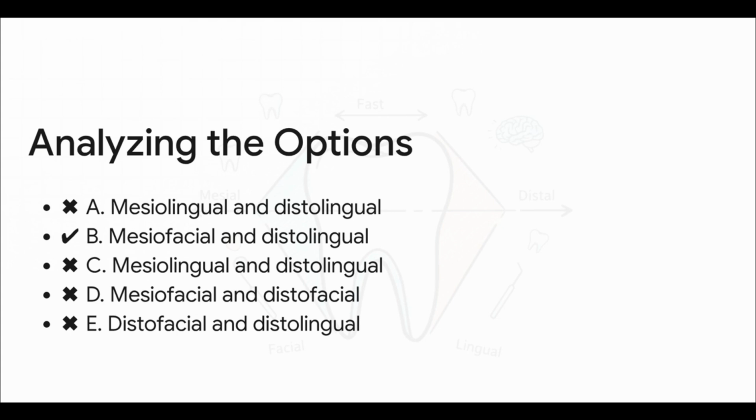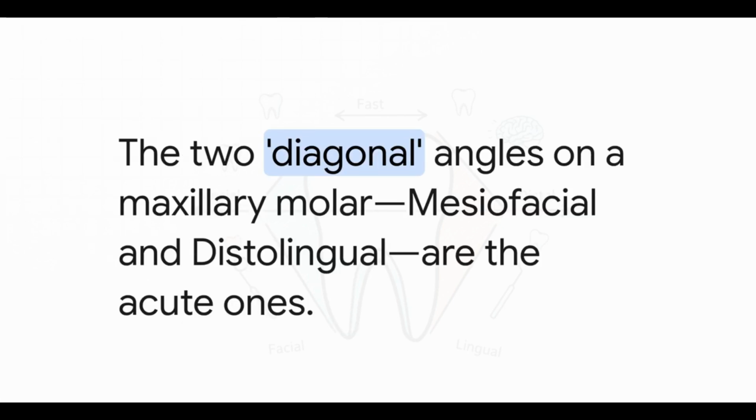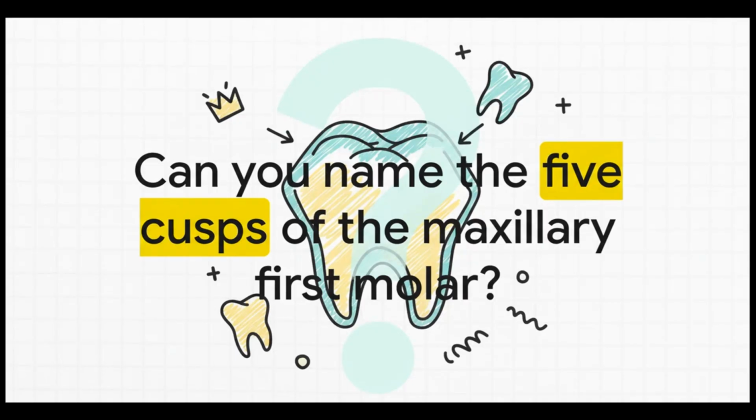See? Crystal clear. So here's the big takeaway, this simple rule to just burn into your brain for exam day. On the maxillary first molar, the two acute angles run on a diagonal across the tooth. It's the front cheek corner and the back tongue corner, mesiofacial and distolingual. If you can just remember that diagonal line, you've got this question licked. And there you have it. A question that once looked like a foreign language is now totally manageable.